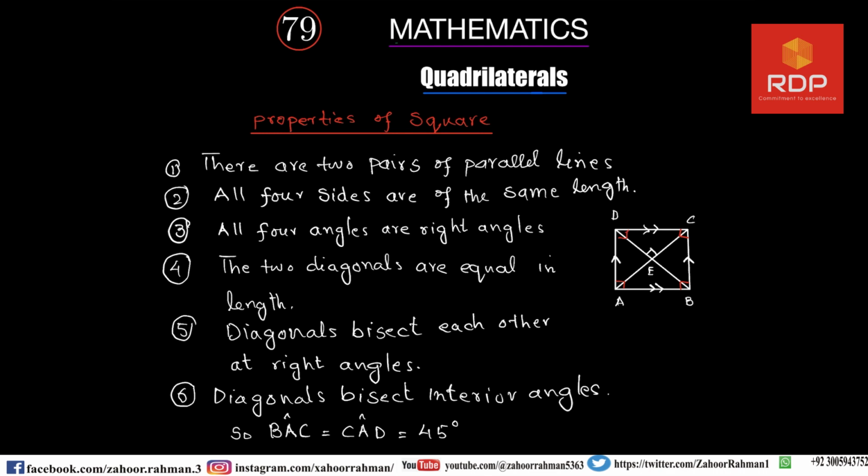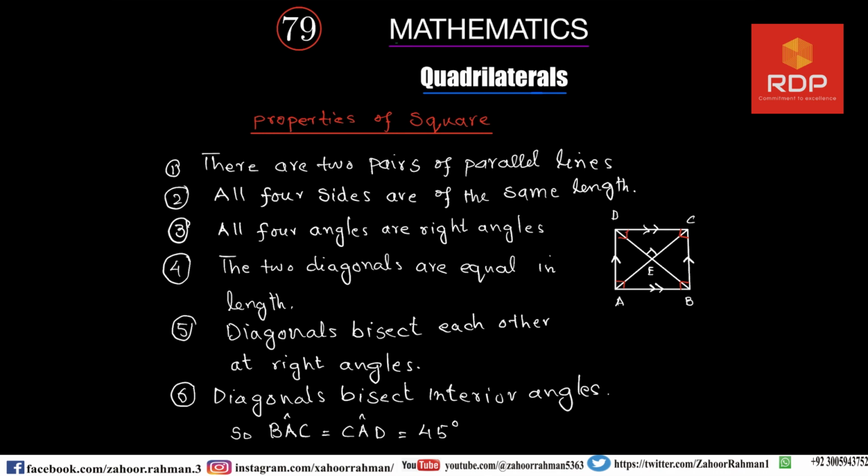Number 4 is the two diagonals are equal in length. So AC and BD are equal in length. Number 5 is diagonals bisect each other at right angle. So it means that they are dividing it into equal angles because each angle is of 90 degree. So one side, for example, this one will be of 45 and this one will also be of 45. So keep these things in mind.